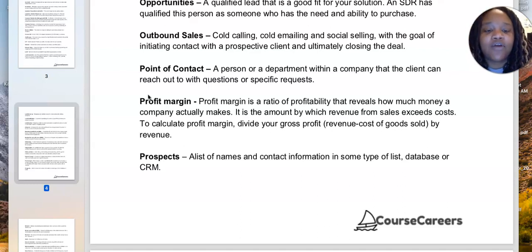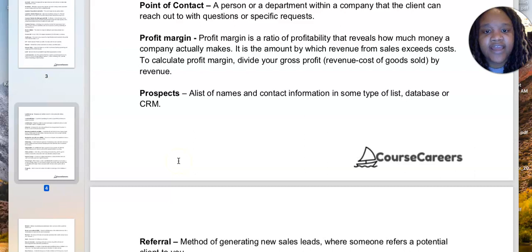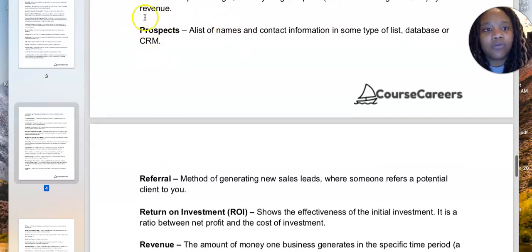Okay, next we have prospects, which is a list of names and contact information in some type of list, data, or CRM. In my personal opinion, I feel as though prospects are the same thing as leads, but they're not. They're just a list of names and contact information in some type of list, database, or CRM.